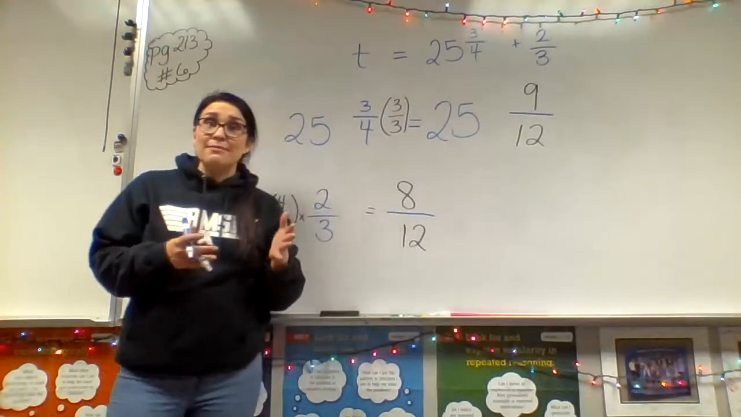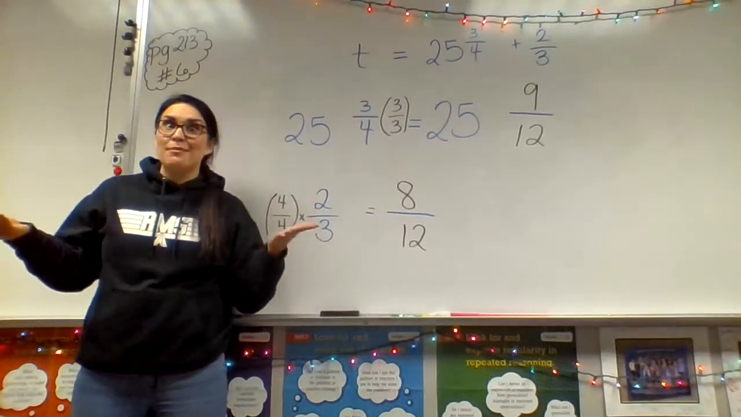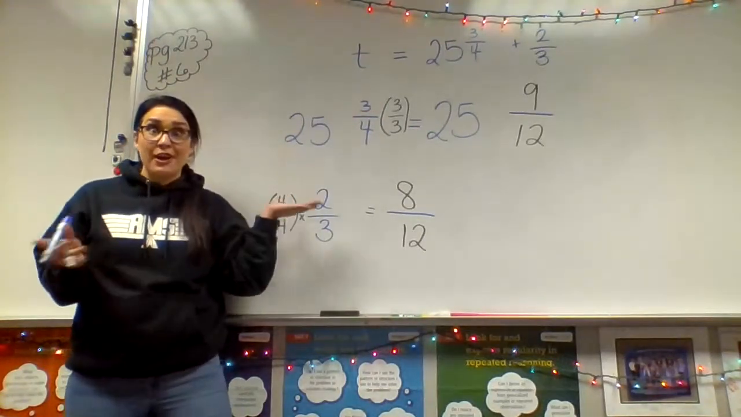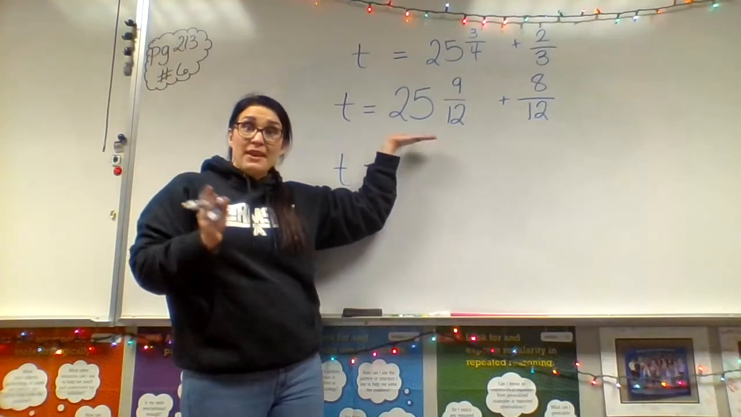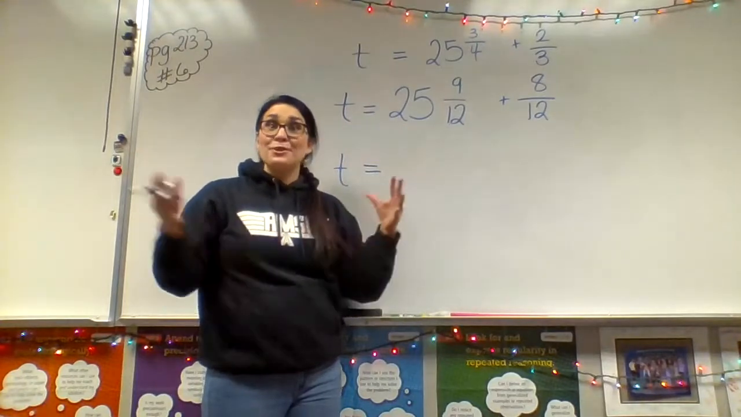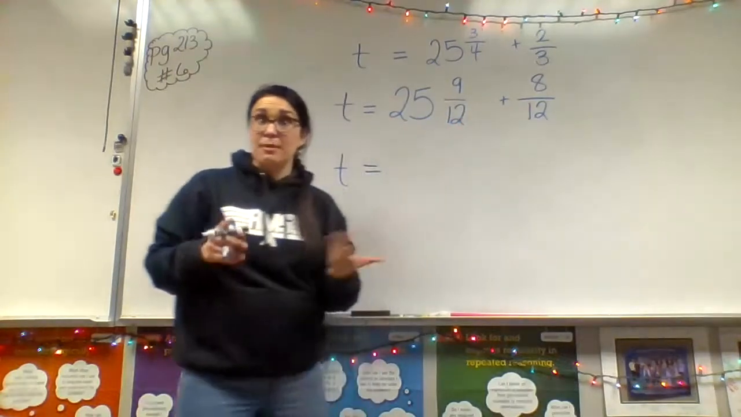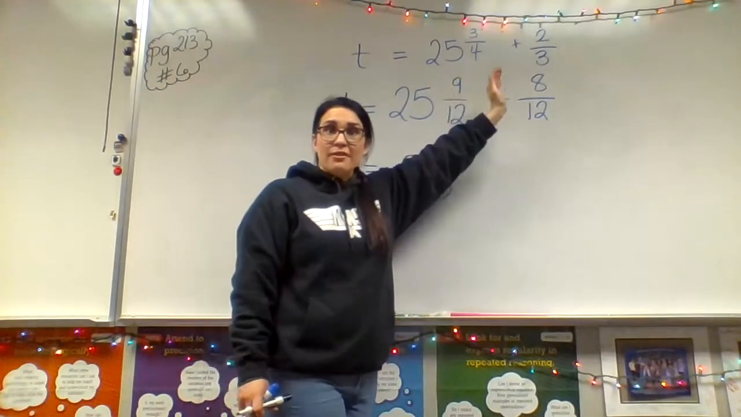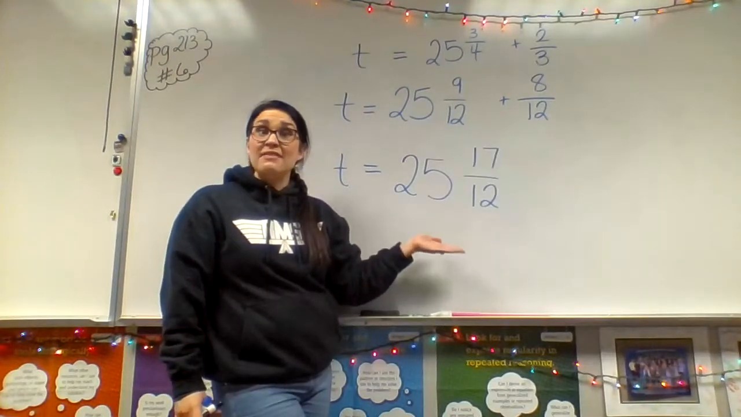So what we did, my friends, is we made these two fractions into fractions with a common denominator, that same denominator of 12. And now I can actually add it and figure out what t is. So all I did on this second line is rewrite our mixed number and our fraction with our new common denominator fractions so that we can add those together. Now think to yourself, 25 plus nothing is going to be 25. And now we're going to add our fractions. If I have 9/12 plus 8/12, how many twelfths do I have altogether? That would give us 17/12.